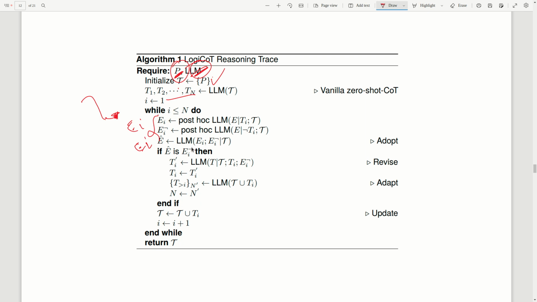If the thought passes the verification, it is kept in the reasoning trace, and if it fails, it is revised and a new chain of thought is generated. Basically, this is the revision process. This process continues until all the thoughts in the chain are evaluated till the end. The final reasoning trace is returned as the output.